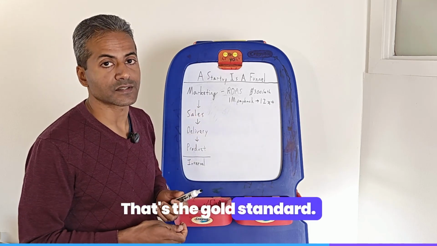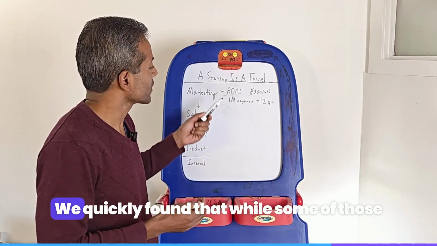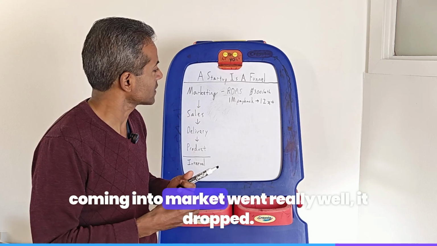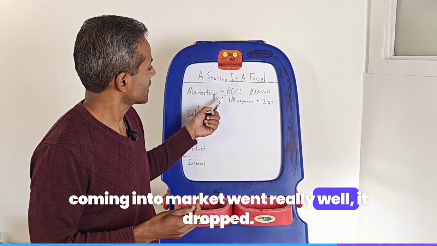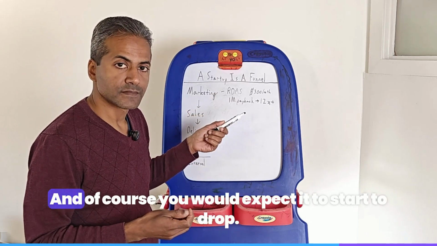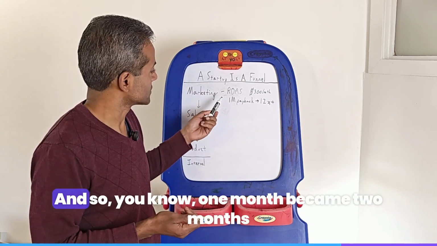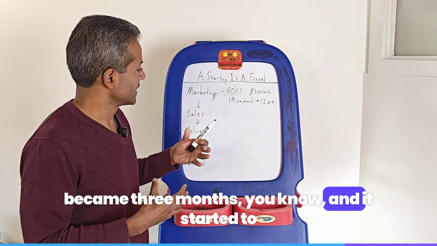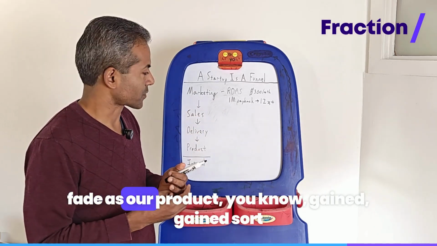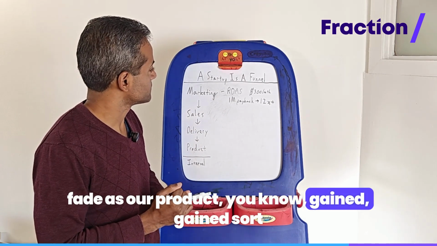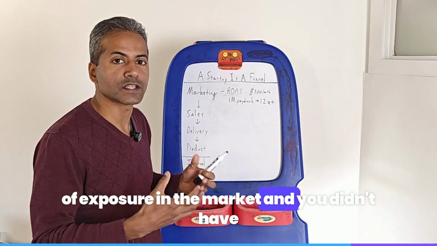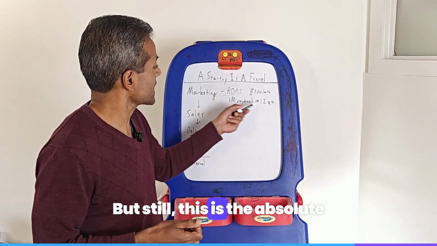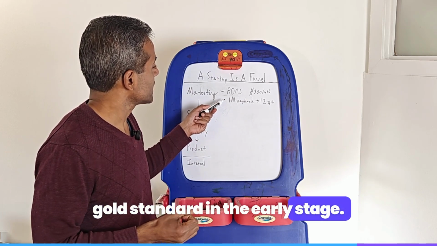That's the gold standard. Doesn't mean you're going to hit that with everything. We quickly found that while some of those early conferences went really well because we were a new product coming into market, it dropped. And of course, you would expect it to start to drop. So 1 month became 2 months, became 3 months, and it started to fade as our product gained exposure in the market and you didn't have those ultra early adopters to grab anymore. But still, this is the absolute gold standard in the early stage.